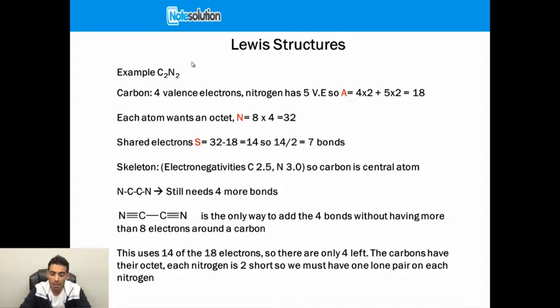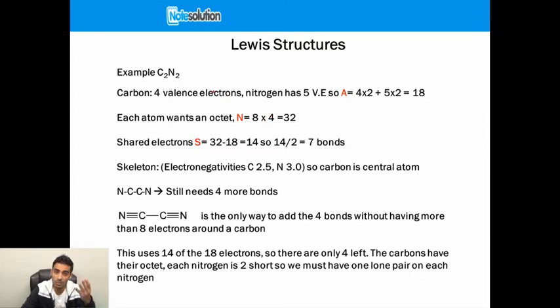Now we're going to give you an example of cyanogen, which is represented by C2N2. First things first, this is not an ionic compound, so we don't have to treat it as ionic. The carbon has 4 valence electrons and the nitrogen has 5. So A, the electrons available, is 4 times 2 because we have 2 carbons, plus 5 times 2 because we have 2 nitrogens, and this adds up to 18 electrons. Each atom wants an octet, so each atom here requires 8 electrons to be full.